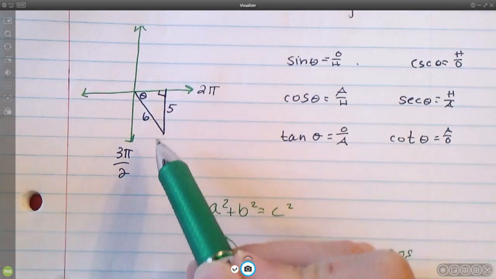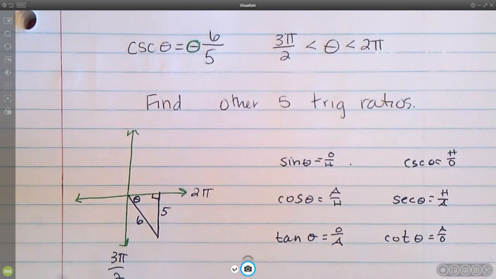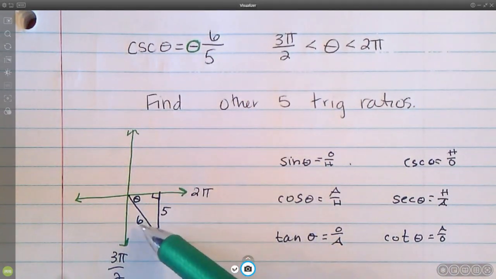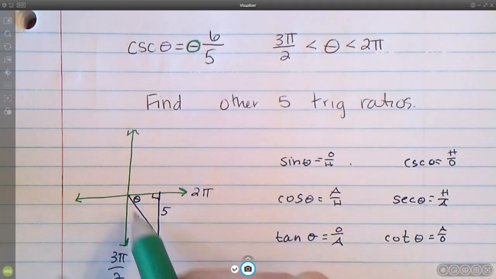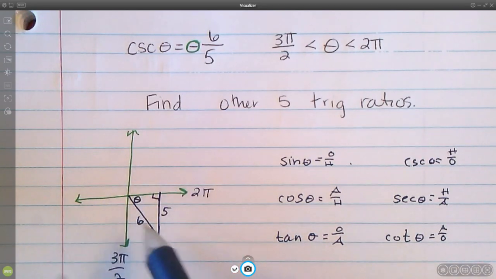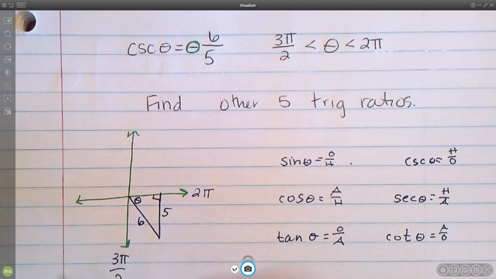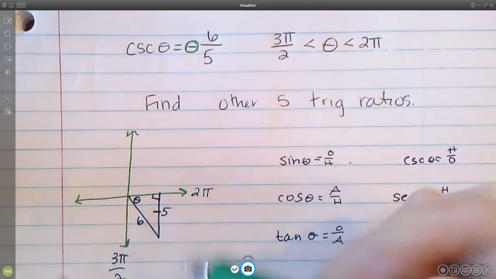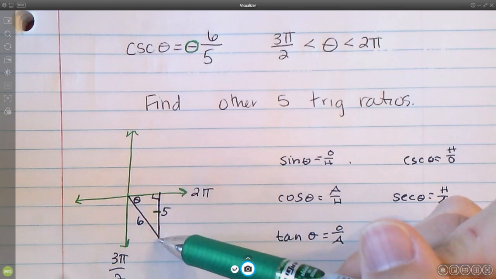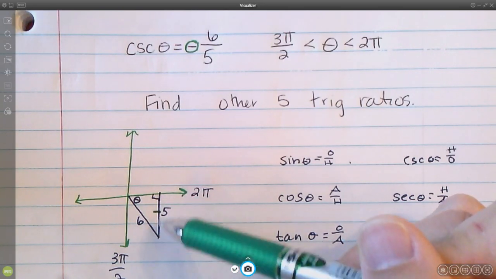Always positive. So now when you're looking at this fraction, since this is negative, you know that either the 5 or the 6 have to be negative. So your hypotenuse is always positive. So that means that this 5, I know you're talking about a distance, but we're talking about which quadrant it's in. So that's why this 5 is going to be negative. So you can think about it this way too. This 5 is actually going down the y-axis 5. So if you're going down 5, this would be negative.